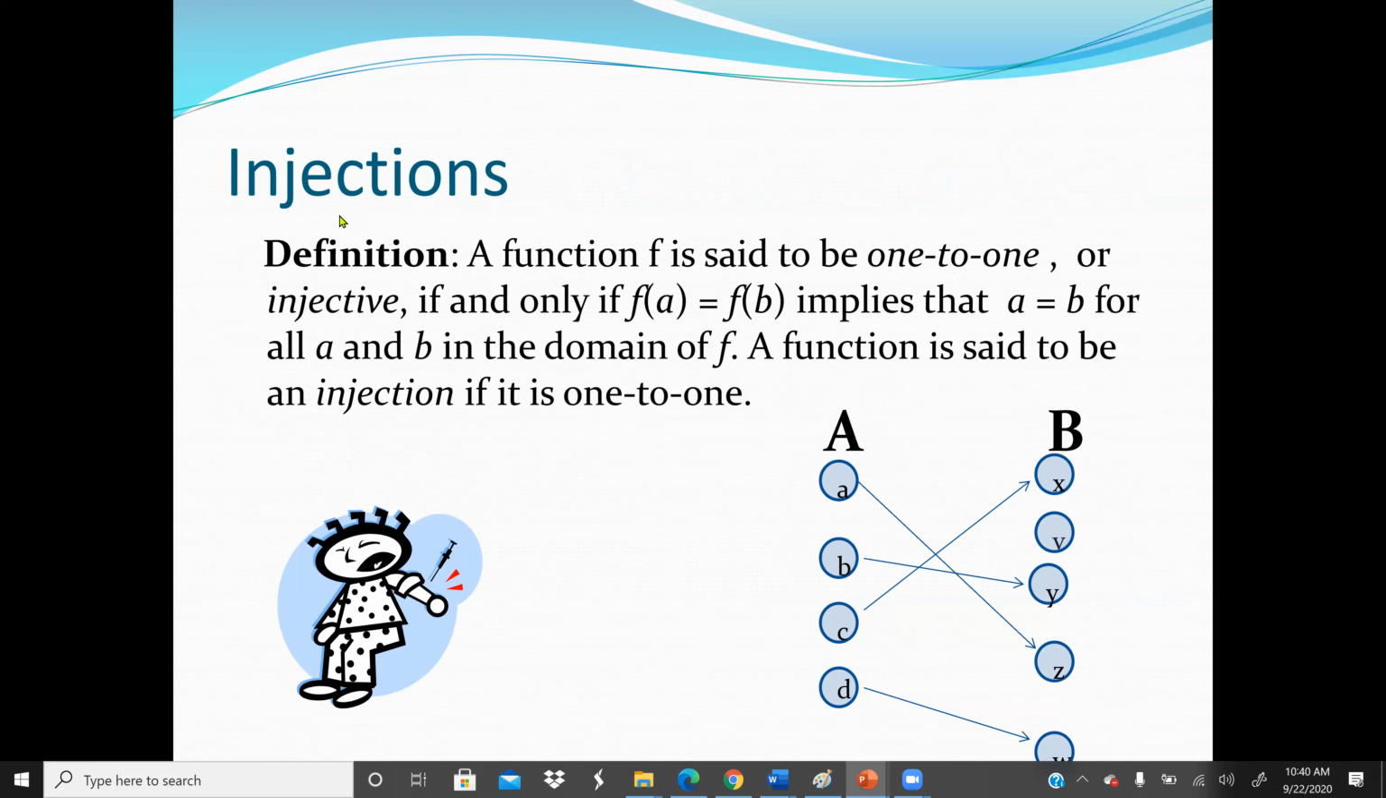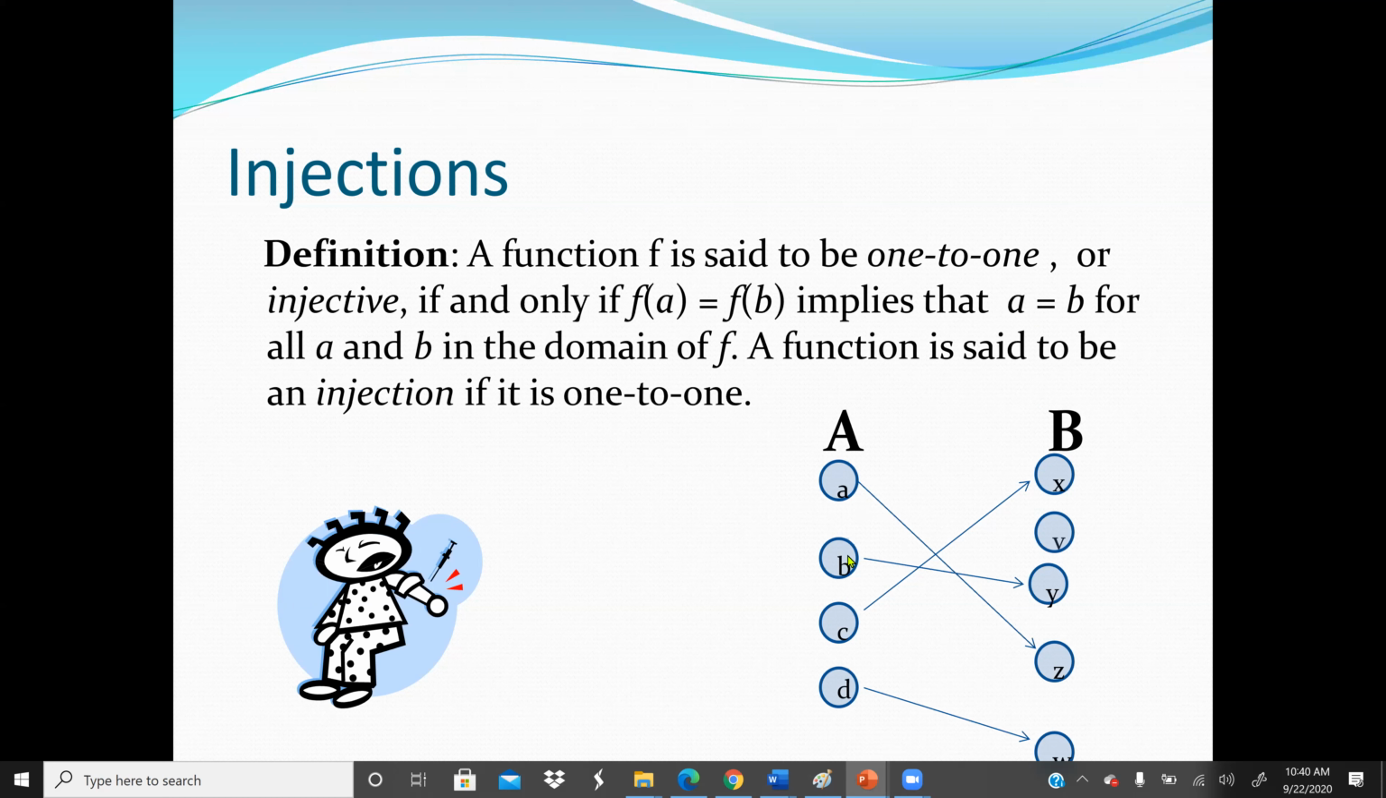So now we shall go through some terminology. First, we start with the injection. A function F is said to be one-to-one or injective. So injection is a one-to-one function if and only if F at A equal to F at B implies that A equal to B for all A and B. So again, injection means every input will generate one output.